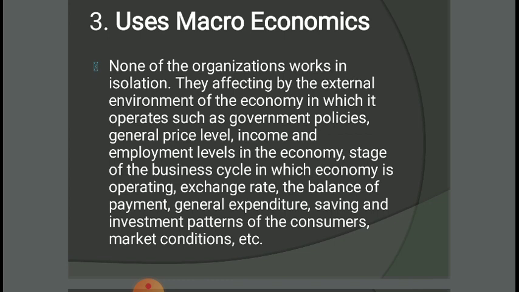Balance of payment is that balance sheet in which on one side the inflow of foreign currency is written and on the other side the outflow of foreign currency is written. The next is general expenditure. If the level of general expenditure is high, it means the population of the economy is believing in expanding, so they are demanding luxurious goods as well, and the economy is facing a prosperous phase.